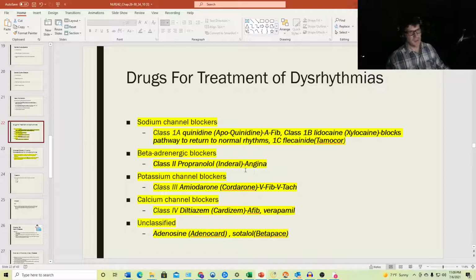Okay. It's for angina. Class 3, amiodarone, VFib, VTach. It's a potassium channel blocker. Class 4 is a calcium channel blocker. Diltiazem or Cardizem, and then that's for AFib. And then there's unclassified adenosine and sotalol.